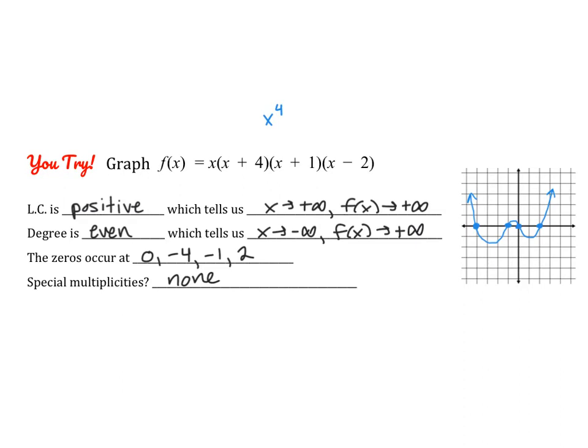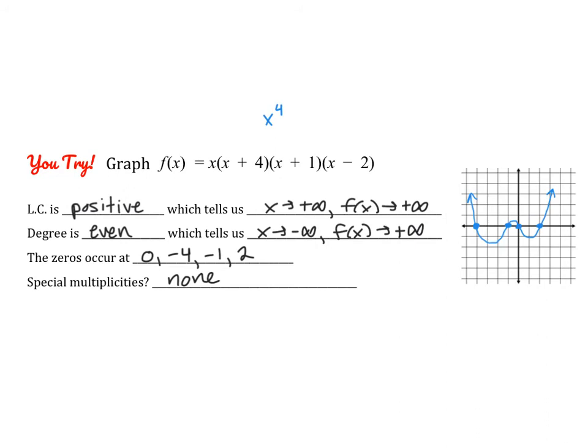Alright, so go ahead and check. So here a positive lead coefficient tells us that moving to the right, our graph goes up. An even degree tells us that our end behavior matches. So if the right side goes up, so does the left side. Here we have 4 zeros. We have one at 0, -4, -1, and +2. And we don't have any special multiplicities, which means our graph simply crosses right through all of them.